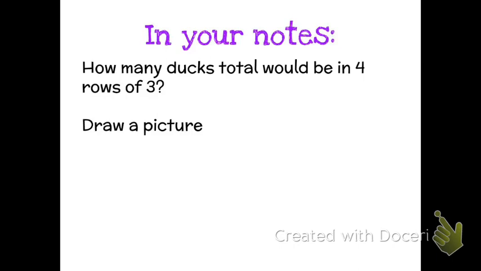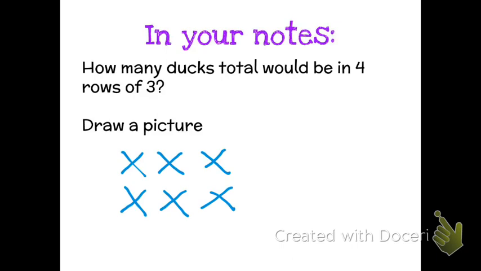How many ducks total would be in 4 rows of 3? For this, I would like for you to draw your own picture. In my picture, I'm just going to use X's to represent a duck. Well, it says 4 rows of 3. Well, I know that rows go this direction, so that would be 1 row of 3 ducks. But it's asking for a total of 4 rows of 3.